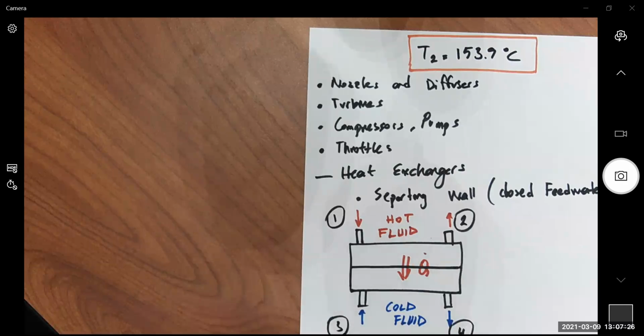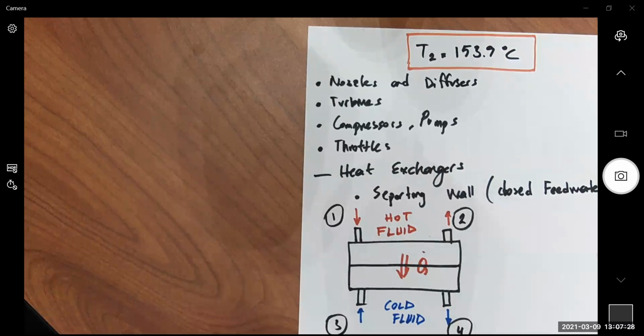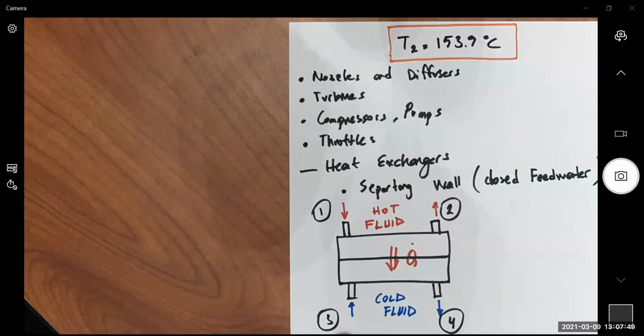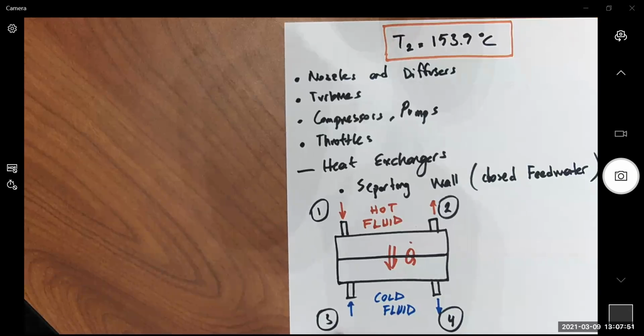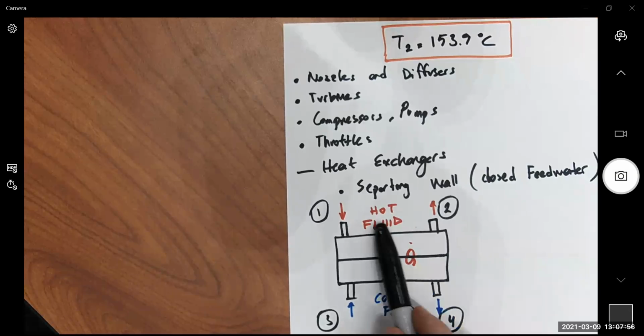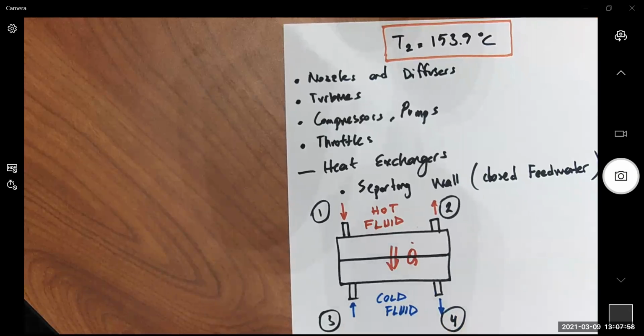So far, in these open system devices, it was pretty straightforward to determine my control volume. It might be tricky for heat exchangers. What is my control volume here? Anyone? Yes, Thomas. The entire box, the top and the bottom? You mean both of them? Yeah. That's one case.